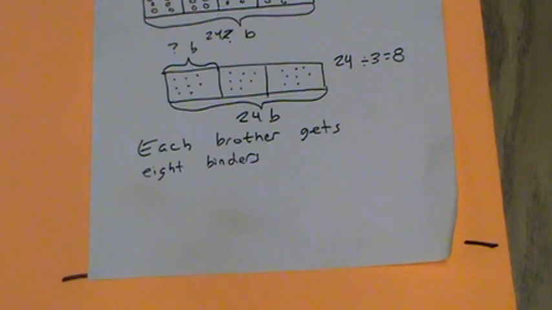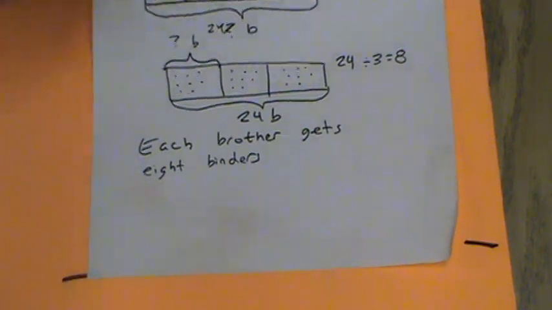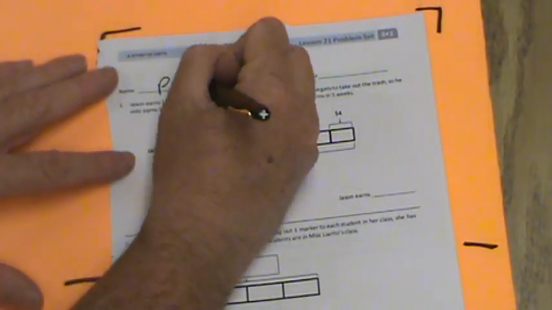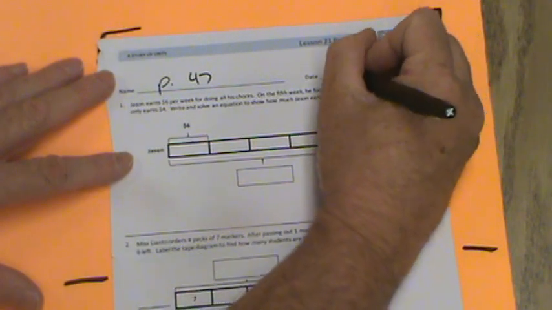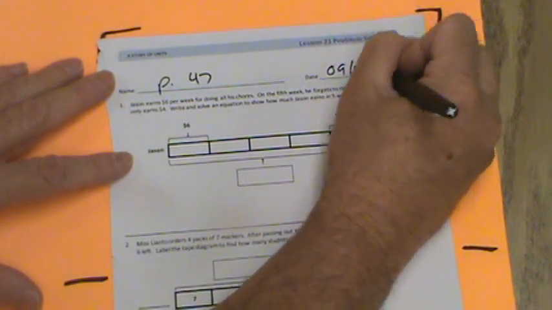Alrighty. Let's continue on. What you're going to do now is get to your problem set. It's page 47. And today's date is the 18th. So go ahead and pause this. I'm going to move on while you get out problem set page 47. Interesting thing about today's lesson is the problem set is the concept development. Interesting.